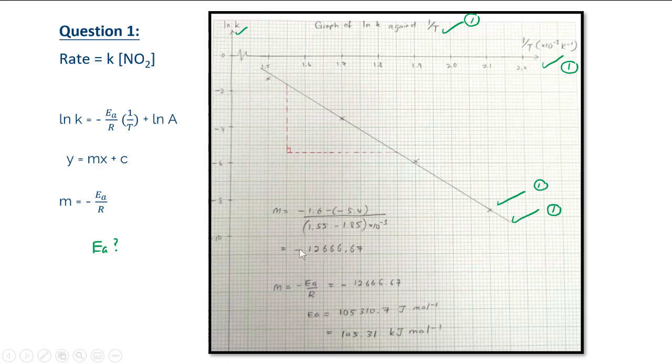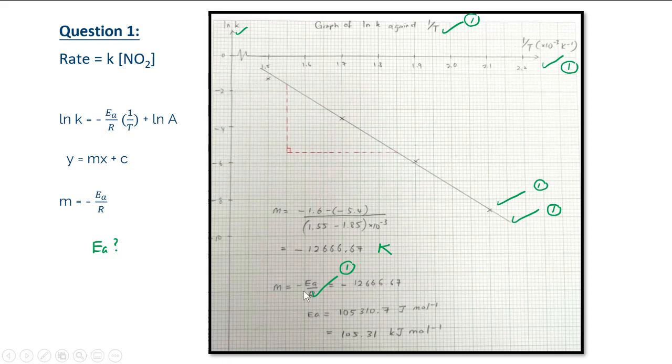And for this gradient, because ln K doesn't have a unit and the unit for 1 over T is per Kelvin, actually for this gradient we have Kelvin as its unit, but this is not important. The important one is the final unit for activation energy. So once you find the gradient, we just match it with this formula, m equals negative EA over R. This formula itself has 1 mark. And then you solve it to get the activation energy, which will be in joule per mole.